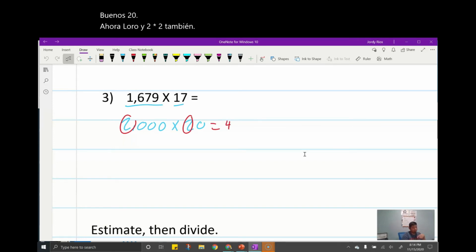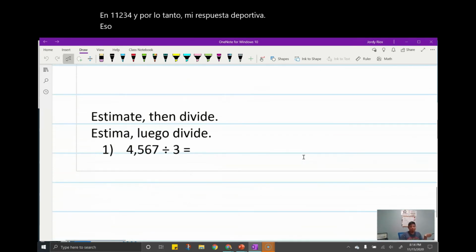4. Good. How many zeros do I add? 2, 3. Good, 4. 1, 2, 3, 4. And so therefore my answer is 40. That is so cool. Power of 10. Now we can just estimate.